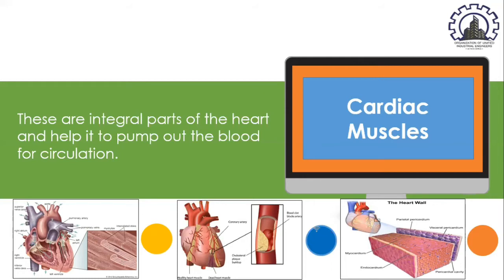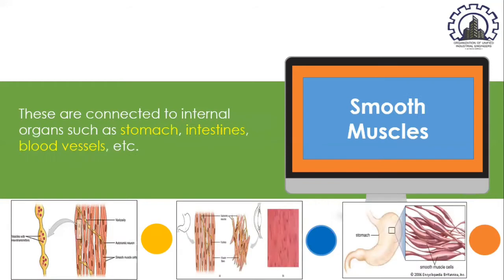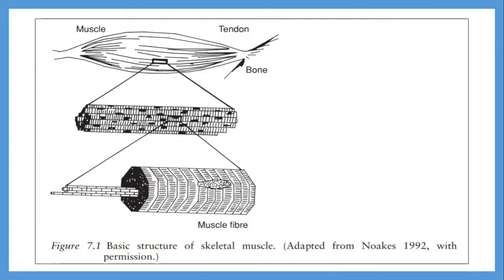And finally, we have smooth muscles. These are connected to internal organs such as the stomach, intestines, blood vessels, etc. And these muscles as well are found in the intestines and make possible the movements essential for the digestion of food, or what we call peristalsis. It is also found in the walls of blood vessels, where it is involved in the regulation of blood pressure and blood flow. It is not normally considered to be under conscious control. As you can see on figure 7.1, this is the basic structure of skeletal muscle.